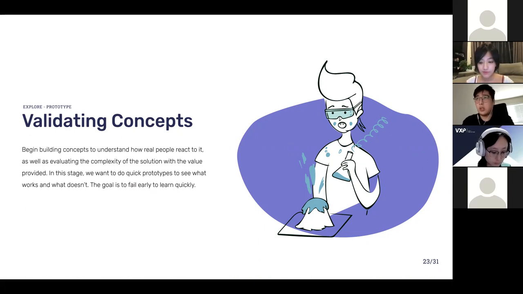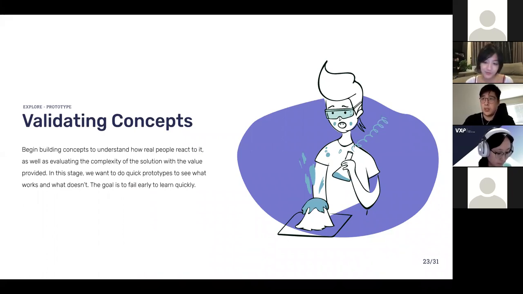You don't want to just start off with fully designed websites or fully coded apps. You want something that's very simple and quick to test, just so that you can see how the users that you researched with are reacting, and how your solution fits into their workflow or their day to day. So the goal is to fail early and learn quickly. This is a very iterative process.